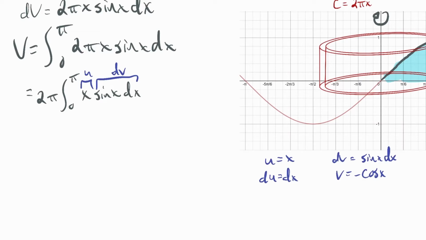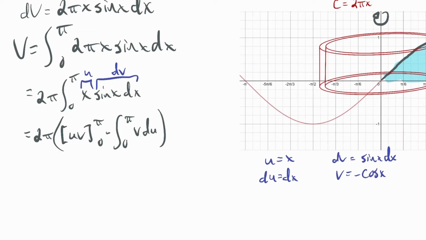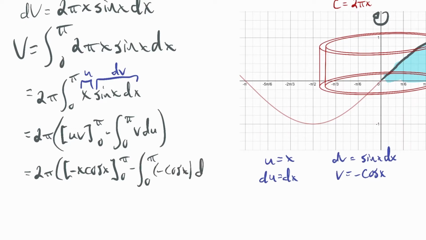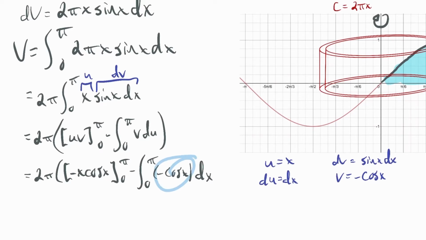So this equals 2 pi times uv evaluated at 0 and pi, minus the integral from 0 to pi of v du. Okay, so this is 2 pi times negative x cosine x evaluated at 0 and at pi, minus the integral from 0 to pi of negative cosine x dx. And this integrand is a lot easier to deal with than the original.